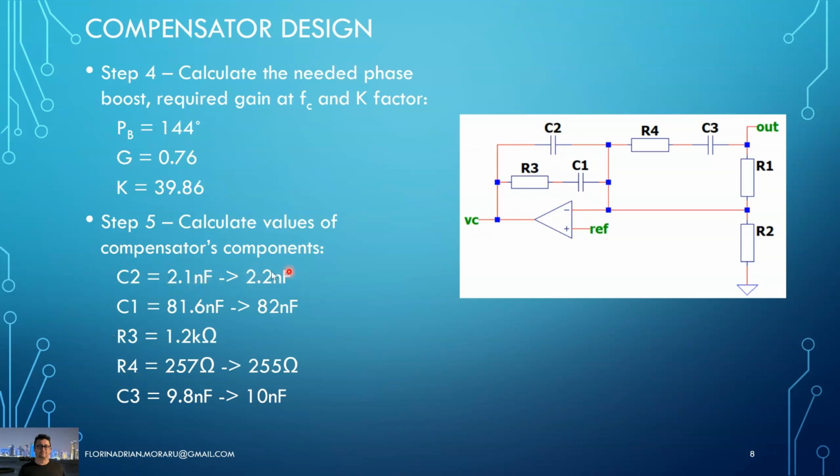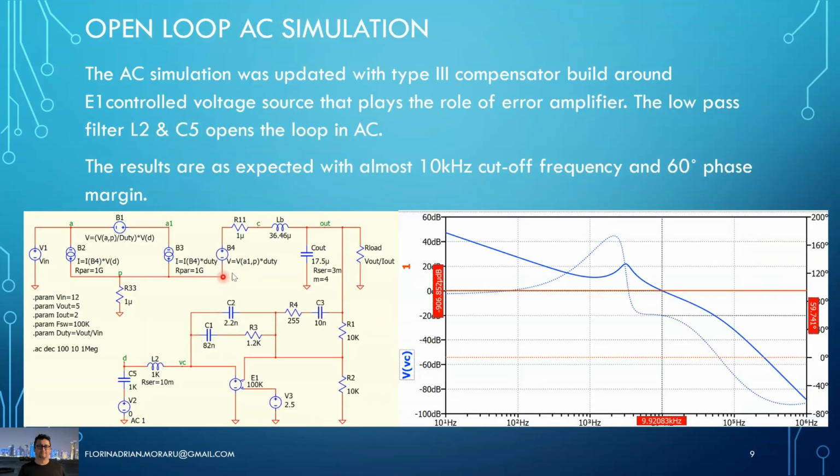Then we will use in our simulation a 2.2 since this is a standard value. C1 81.6, 82 is a standard value. R3 is 1.2K, it's already a standard value. R4 257 ohms, so 255 is a standard. And for C3 we are very close to 10 nano, therefore we will use 10 nano as a standard value. Okay, now it's time to move to the simulation.